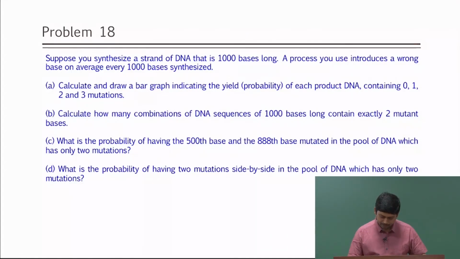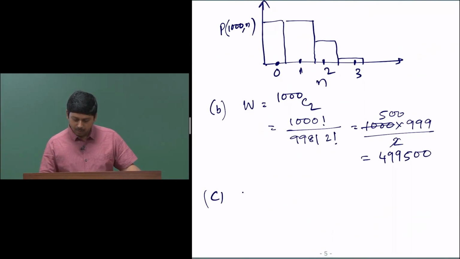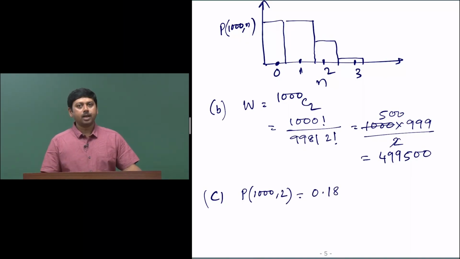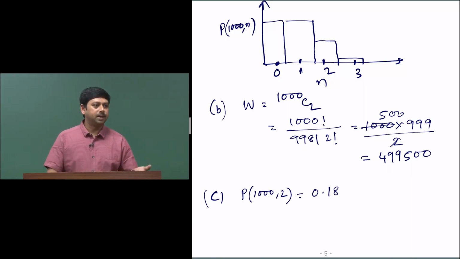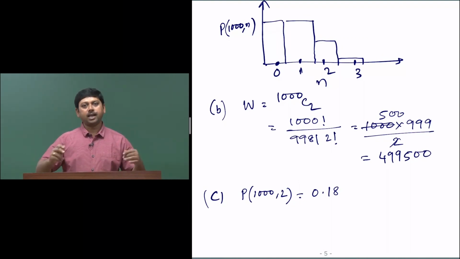Now, question number 3. What is the probability of having the 500th base and the 80th base mutated in the pool of DNA which has only 2 mutations? So, it is specifying the mutations exactly in the right place. We have seen that the probability that there are any 2 mutations, when p is 1/1000 and n is 2, is approximately 0.18. But that time we considered mutations can be at any place. It can be at 1 and 2, it can be at 3 and 4, it can be at 3 and 27, it can be at any 2 places.